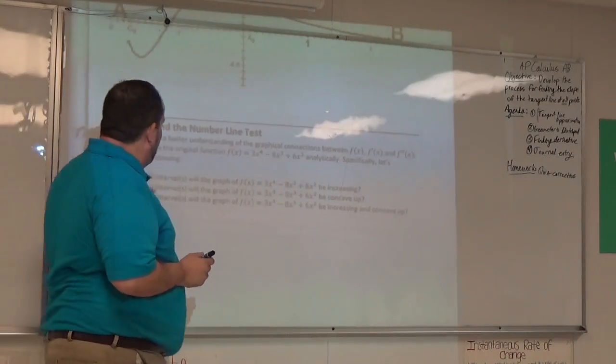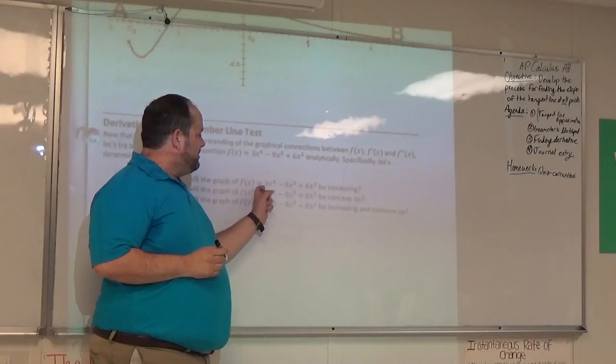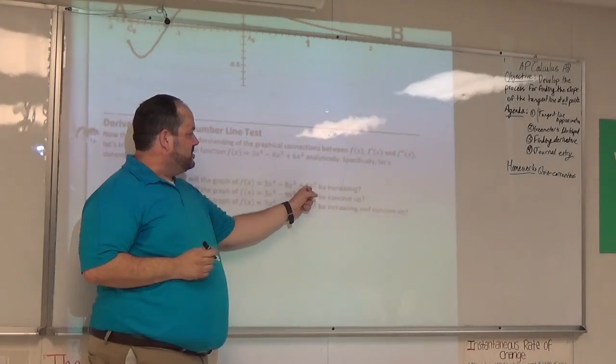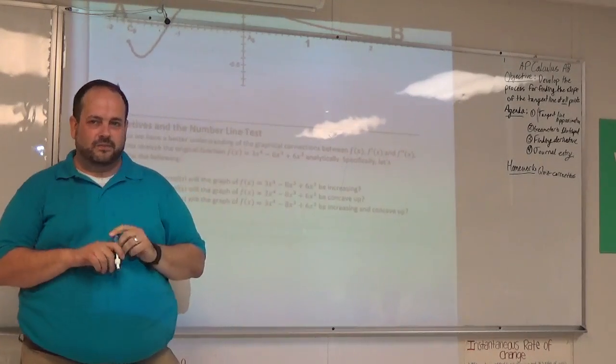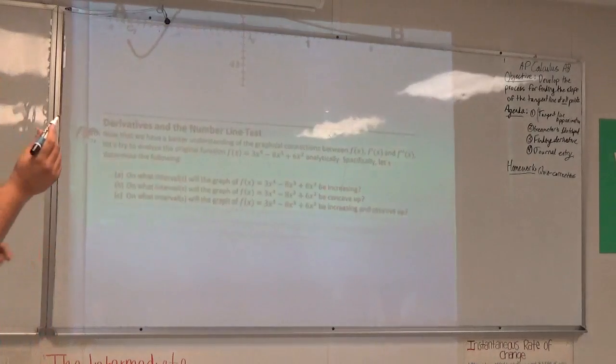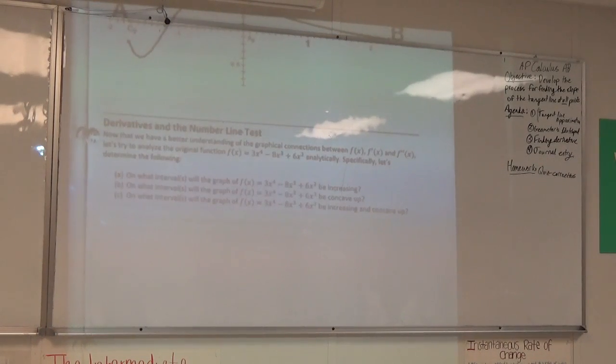All right, part A: on what interval will the graph of f equals 3x to the 4th minus 8x cubed plus 6x squared be increasing? You gotta prove continuity. Come again? F of x equals 3x to the 4th minus 8x cubed plus 6x squared. The question is, where is f increasing? Does anybody know what this graph looks like?